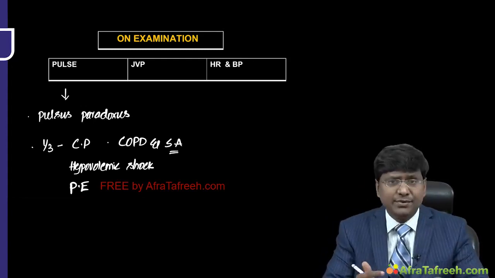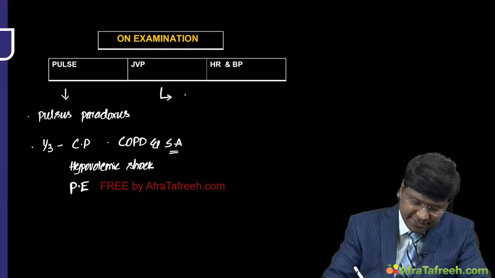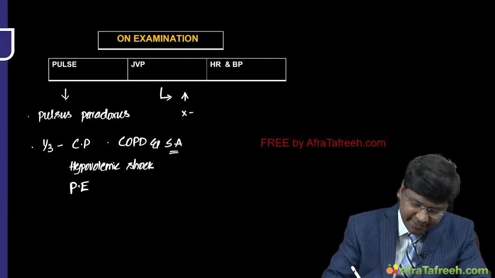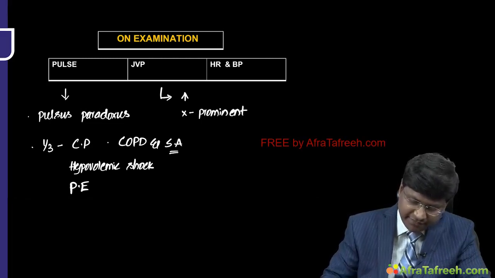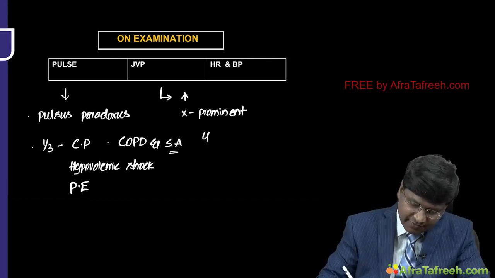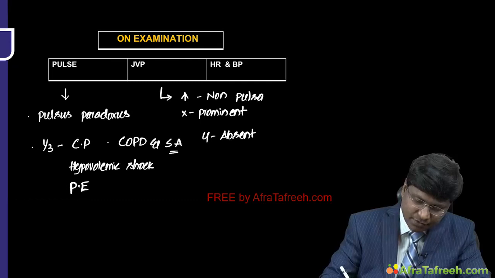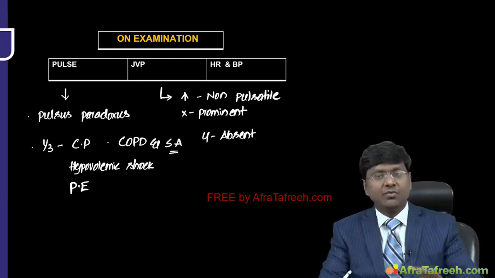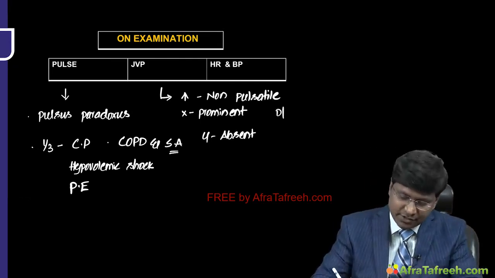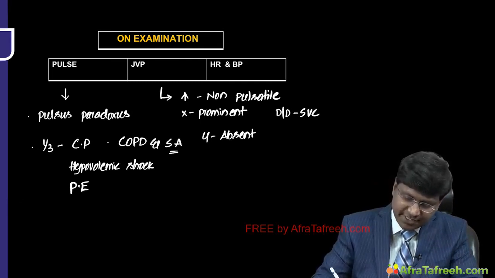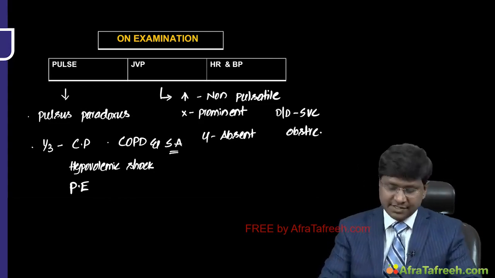And then you take the JVP. Just now we discussed that the JVP will be elevated, right? The X wave will be prominent. And what about the Y wave? The Y wave will be absent, right? And the elevated JVP is a non-pulsatile increase in the JVP. One of the other differential diagnoses for a non-pulsatile increase in the JVP is SVC obstruction. In SVC obstruction also you have a non-pulsatile increase in the JVP.